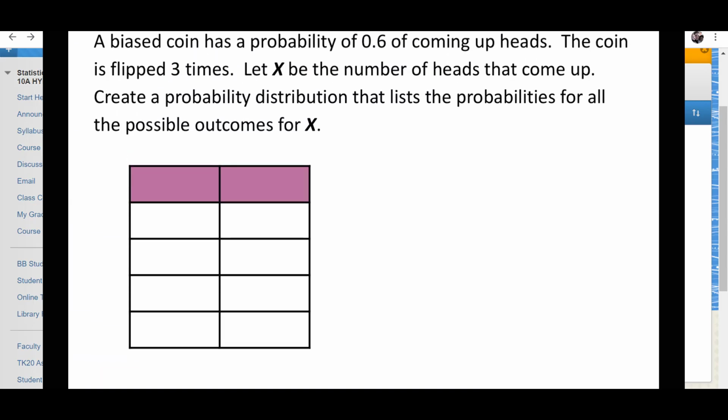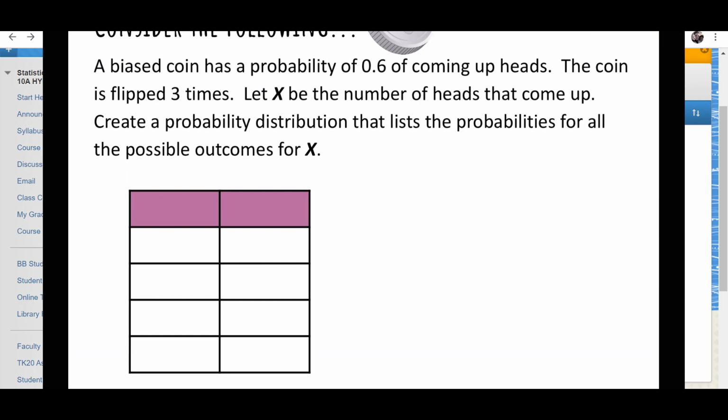So let me just show you kind of how this works. All right, so you are flipping a coin 3 times. So if you flip a coin 3 times, you can get heads, heads, heads. You can get heads or tails for the first flip, heads or tails for the second, and heads or tails for the third.